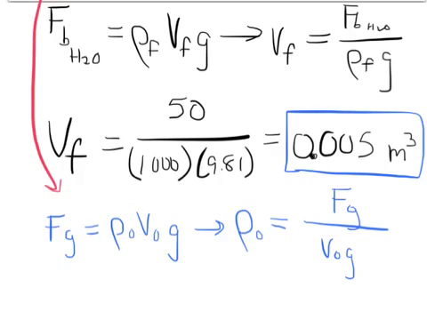Now again, we know these values. We know the force of gravity is 315. We know the volume of the object now because it's the same as the volume of the fluid displaced. And we know g. Plug in.